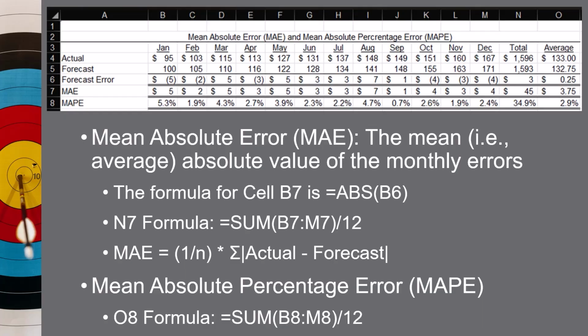Here is the data set I used for the neutral bias graph that we looked at earlier. The monthly forecast error is simply the actual amount minus the forecast amount. In other words, row 4 minus row 5. The total forecast error in cell N6 is only $3.